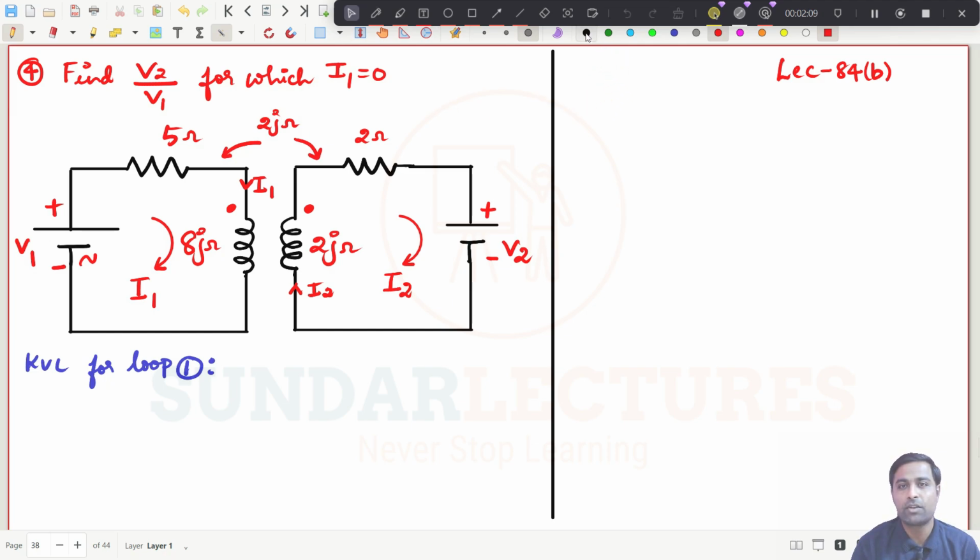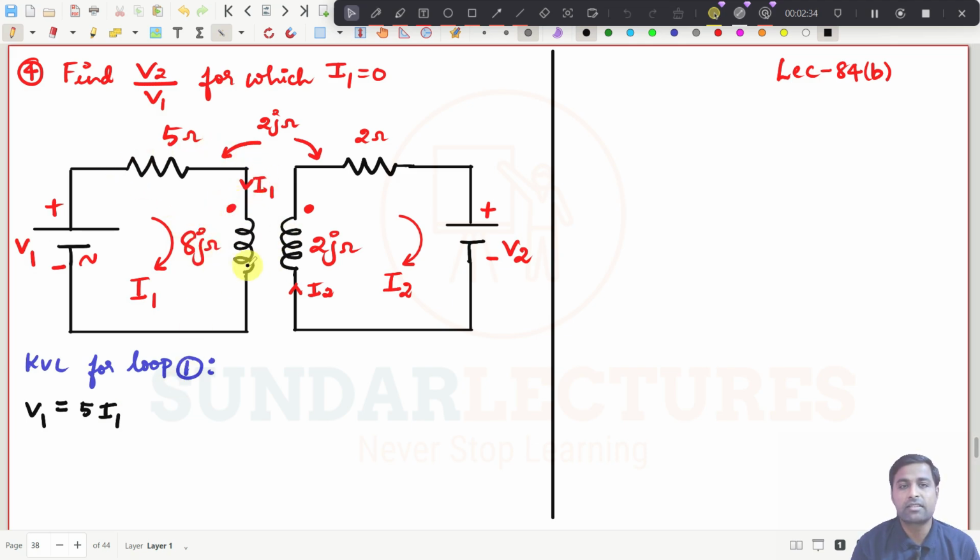So now we try to write the KVL expression. There is a voltage and the current is traveling from minus to plus here, so it is V1. So V1 is equal to, and the current is flowing in the 5 ohms resistor, so it is 5 into I1.